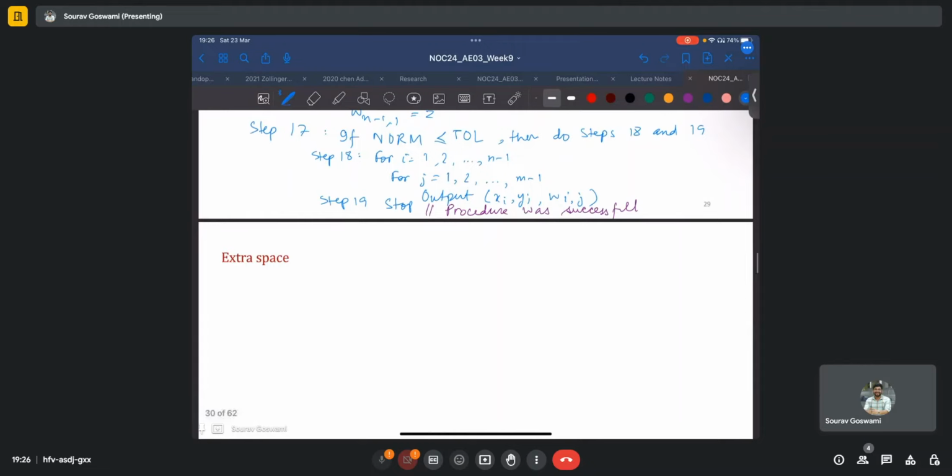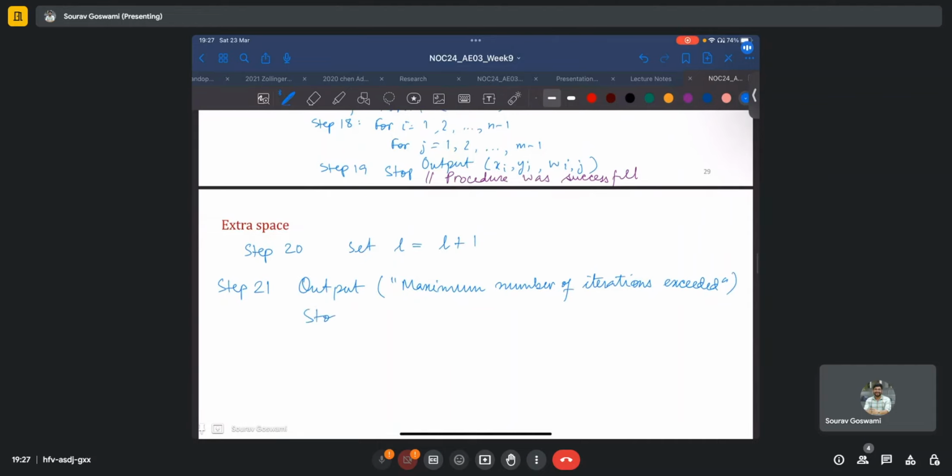If not, we go to step 20, where we set L equals L plus 1 and go to the next iteration. And finally, if the solution could not be achieved in the maximum number of iterations, we'll output the message: the maximum number of iterations were exceeded. Stop.